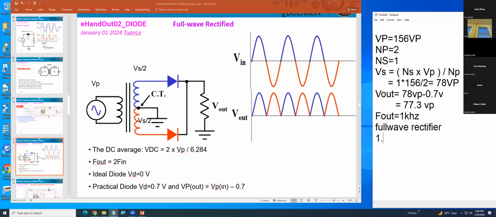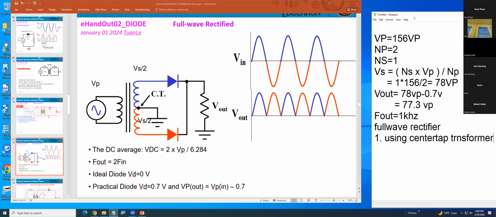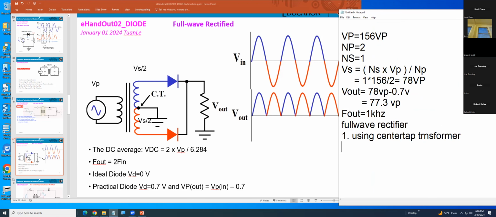Okay, first thing, we're using a center tap transformer. That means the output, the secondary, will be divided by 2.